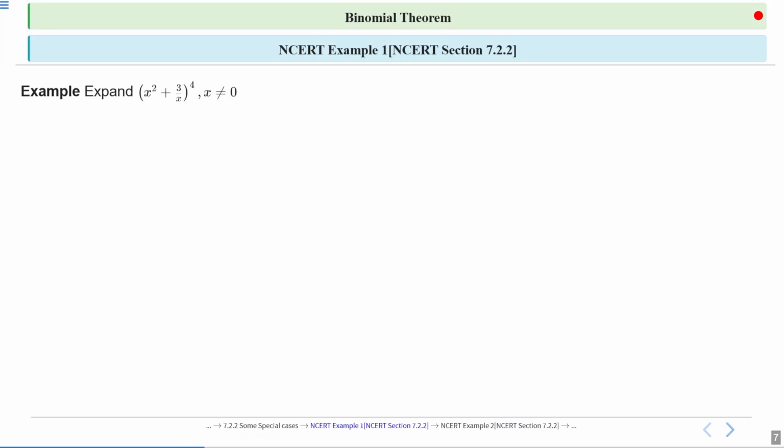So let's look at example 1. In this example we will expand (x^2 + 3/x)^4 where x is not equal to 0. So first of all, try it yourself. How would you approach this example?